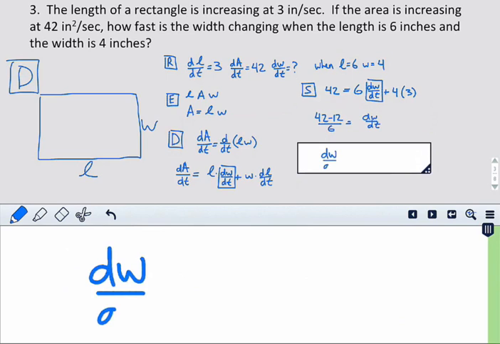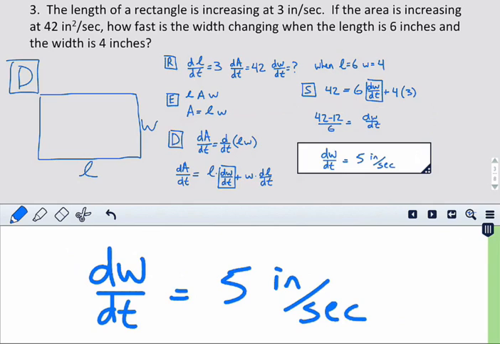And so dw over dt is going to be 5 inches per second. So the width is going to be increasing at 5 inches per second when the length is 6 and the width is 4.